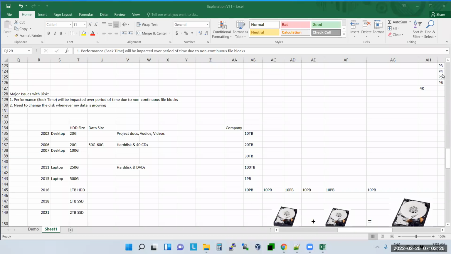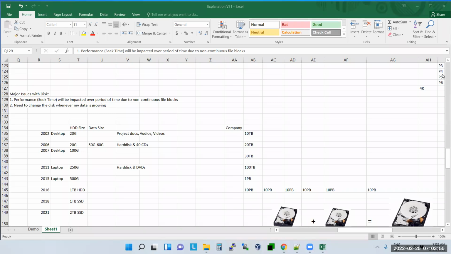In such scenarios, what will happen? Your disk head has to struggle to find continuous blocks and write the data in a proper order. It has to write some pieces here and some pieces in another place, like this. So you will not have continuous blocks, and that will cause the performance issue, the seek time issue. That is one of the major issues.